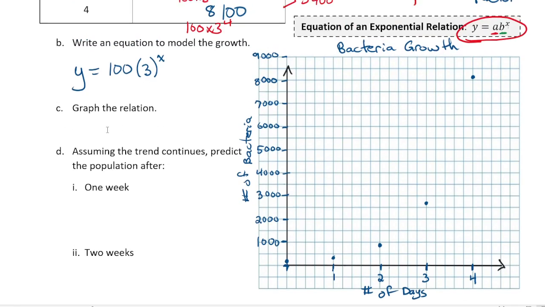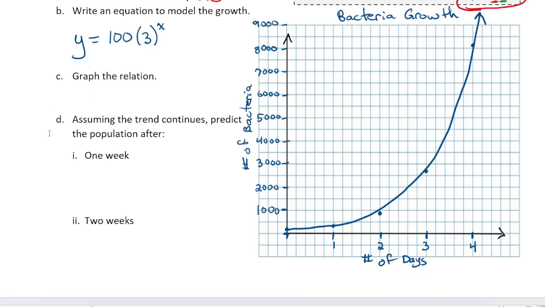So definitely not a line. And we'll do our best to do a curve of best fit here. And it looks a little bit like half of a parabola, I'm not going to lie. It's not quite the same, but it is a similar idea in that it accelerates faster and faster and faster as it goes. So this is exponential growth.